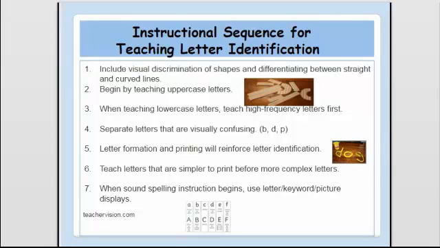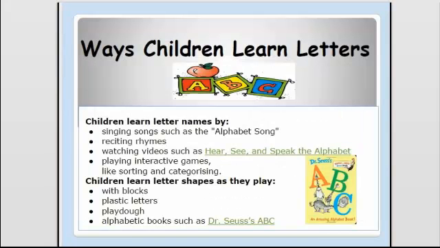When sound spelling instruction does begin, research endorses the use of letter, keyword, and picture displays. Informal but planned instruction in which children have many opportunities to see, play with, and compare letters leads to efficient letter learning. This instruction should include activities in which children learn to identify, name, and write both uppercase and lowercase versions of each letter. Children learn letter names by singing songs such as the alphabet song, by reciting rhymes, watching and listening to videos, and playing interactive games.